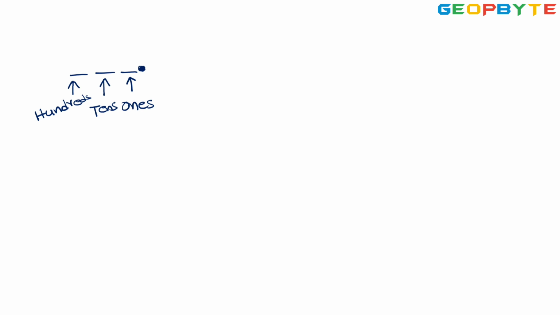Now after the decimal point, that means the right hand side, the first position is called the tenth position. Next, the next position is called the hundredth position. Next, the next position is called the thousandth position.